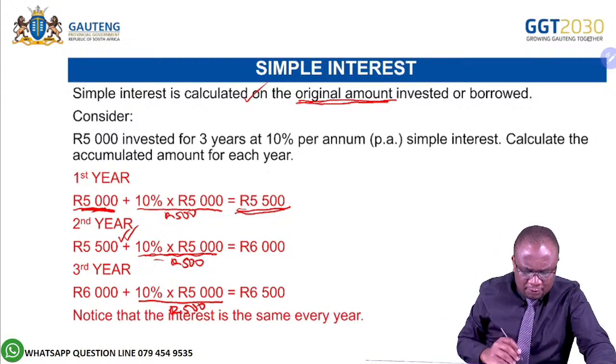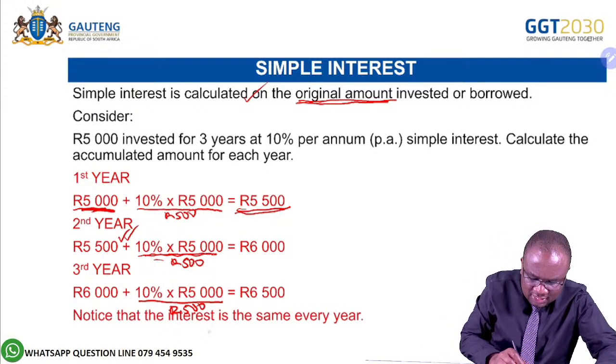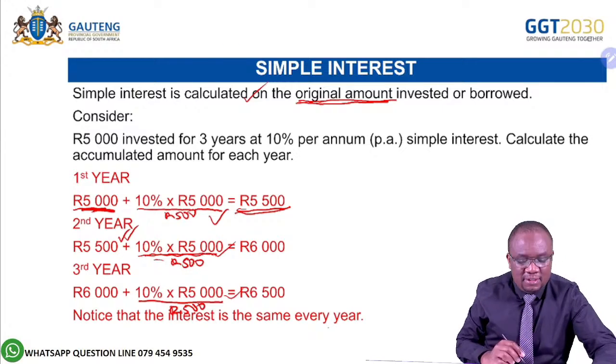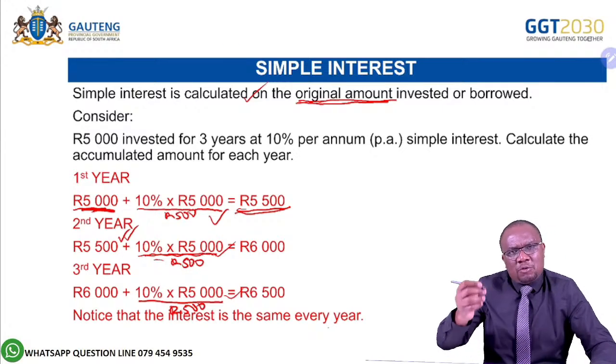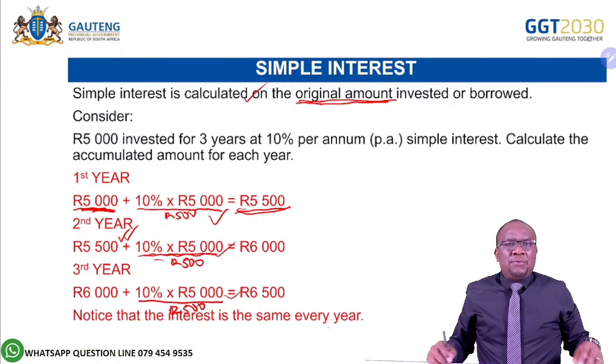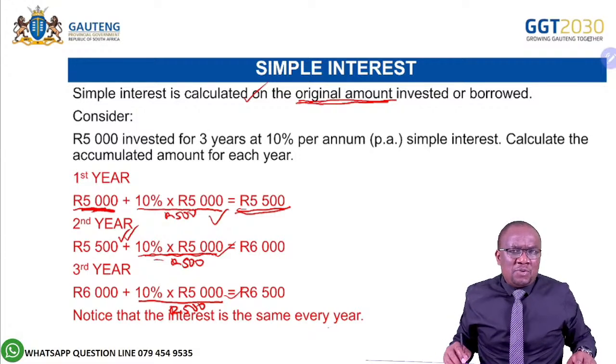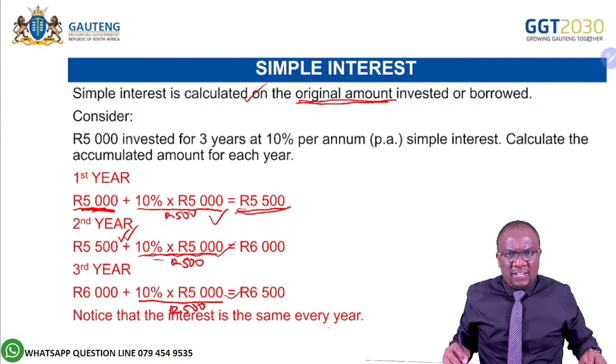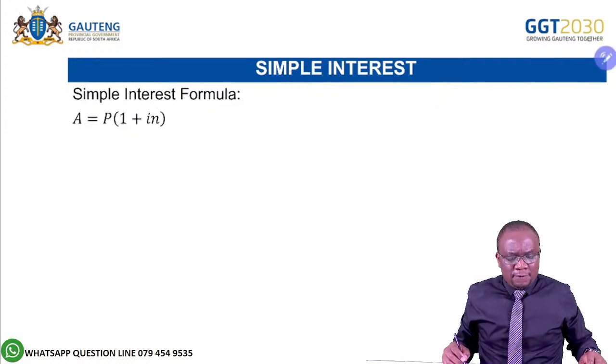Oh, before we go to the formula, I forgot about this. Notice that the interest is the same every year. I think you notice that it is 500, 500, 500, okay? Right, for simple interest, the interest is the same every year. Right, let's go back to the formula. So now we cannot calculate, let's say I'm investing for 20 years now. I cannot calculate first year, second year, third year, up to the 20th year. No, there is a formula. Okay, let's go to the formula.